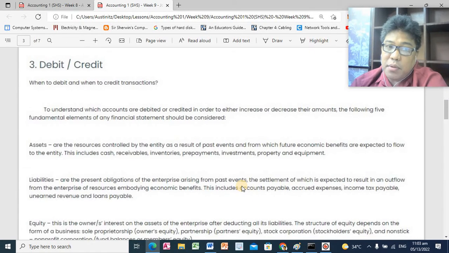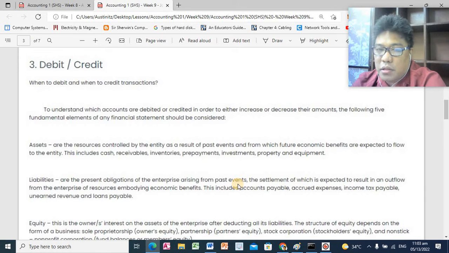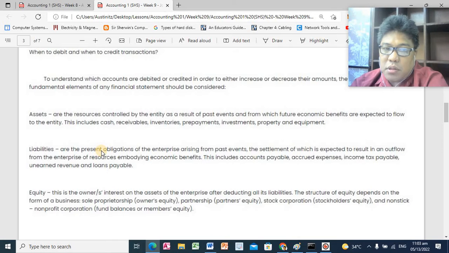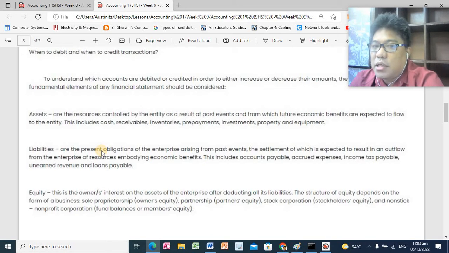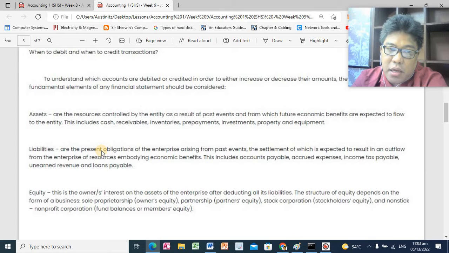So when to debit and when to credit transactions? To understand which accounts are debited or credited in order to either increase or decrease their amounts, the following 5 fundamental elements of any financial statement should be considered. First, we have assets. So what are assets? These are the resources controlled by the entity as a result of past events and from which future economic benefits are expected to flow to the entity.